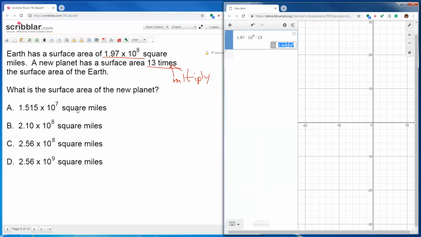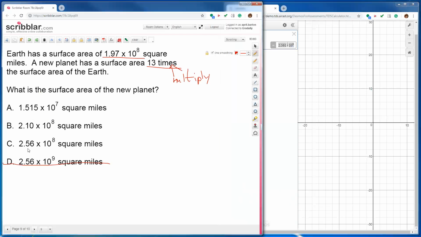So what's our correct answer? D is correct. And even though they didn't write the 2.561, it's the only one with 10 to the 9th. So they just chose to round it off at a different place.